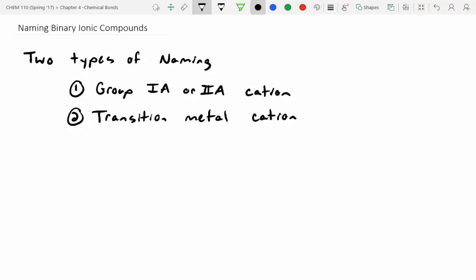Does anybody know why we have a different naming system for transition metals? What do you think? Exactly. The transition metals, I told you guys the charges vary, and so we need to be a lot more descriptive with their naming, as opposed to group 1A or 2A. Group 1 is always going to be +1, group 2 is always going to be +2.